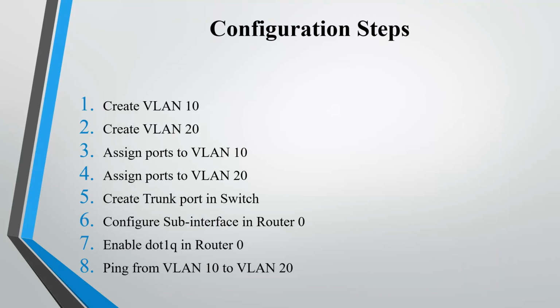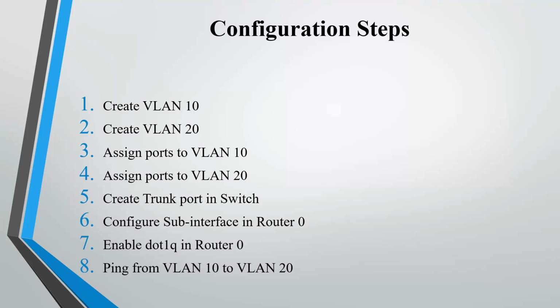Now we can see the steps here. The first step is you have to create VLAN 10, then create VLAN 20, step number 2. All these things we are doing in the switch itself. Then assign the ports to VLAN 10, assign the ports to VLAN 20. Up to this step number 4, we are going to do it only in the switch.